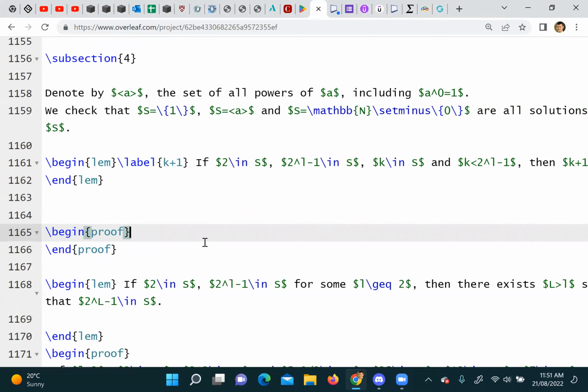Yeah, so basically, clearly 2^l is in S, right? Or 2 to any power of 2 is in S.